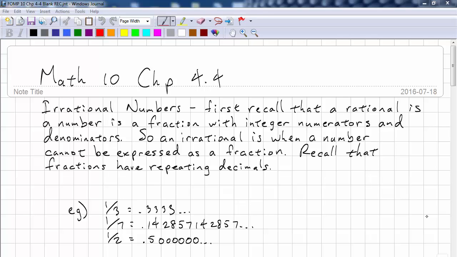Hi, this is Foundations of Math and Pre-Calculus 10, Chapter 4.4. We're going to look at irrational numbers. But first, you need to recall that a rational number is a fraction with integer numerators and denominators. So an irrational is when a number cannot be expressed as a fraction. Recall that fractions have repeating decimals.